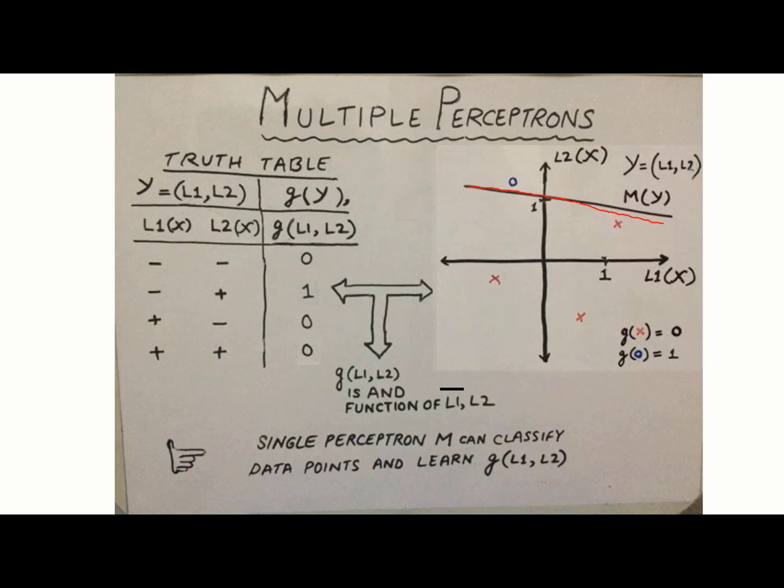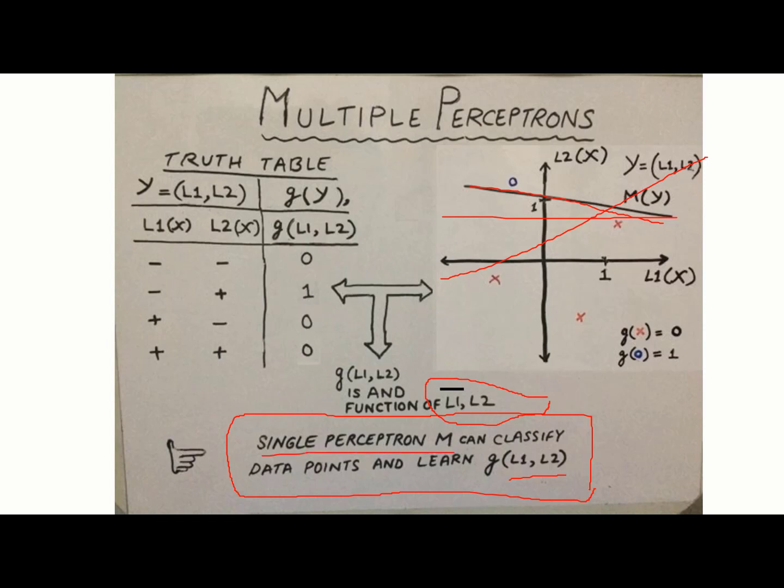But note that this is just one example classifier. You can think of other linear classifiers. For example, you can also separate the two types of data points by using this kind of a straight line, or maybe just a horizontal one. And there can be many other options as well. So the important thing to learn over here is that we were able to learn this unknown function g of L1 and L2, which is basically an AND of L1 bar and L2, by using a single perceptron. So in this case, we did not need two perceptrons, only one was sufficient.